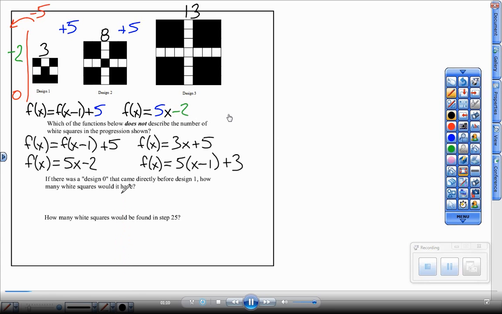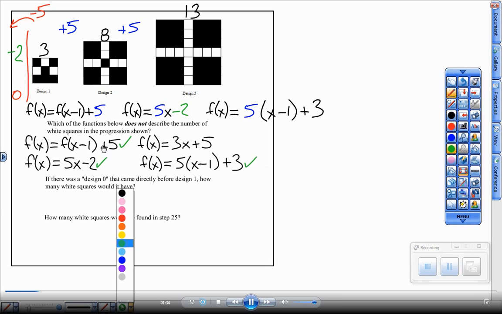And then the next one is f of x equals 5 times x minus 1 plus that 3 right there. Again, write these down. Recursive, explicit using the 0 term, explicit using the first term. It will make identifying which of these is not the right choice. This is good. Recursive, explicit. This one also works. Remember, 5 times x, 5 times -1. That -5 and 3 give you 2.